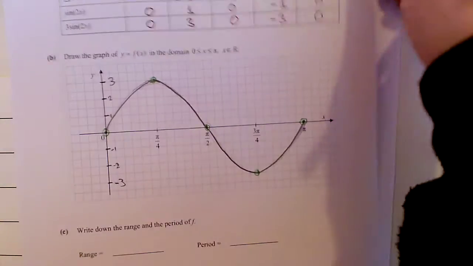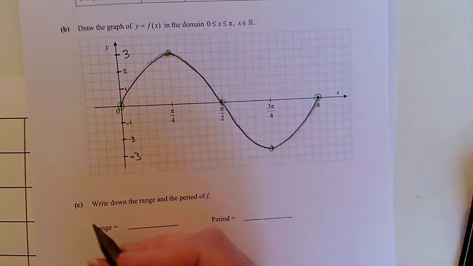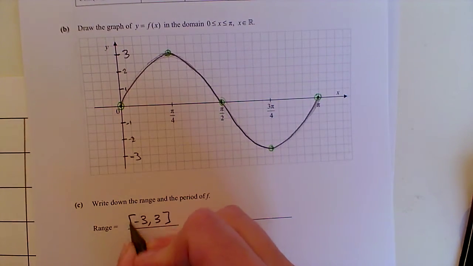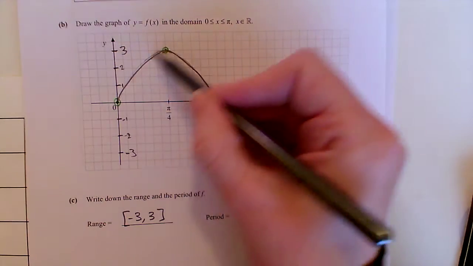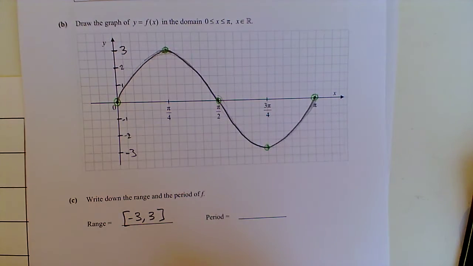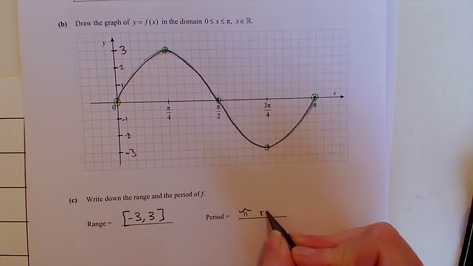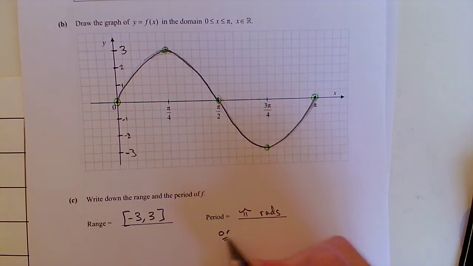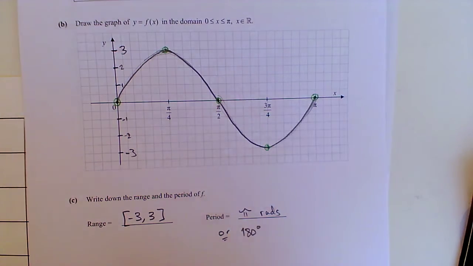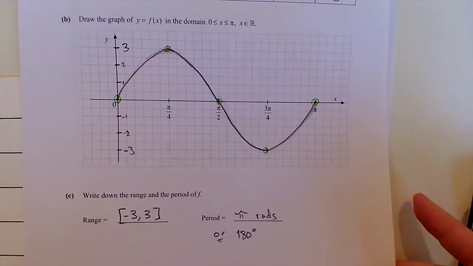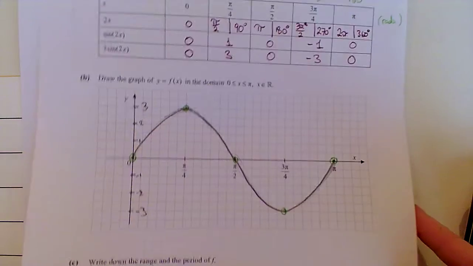Now write down the range and the period. So the range is -3 to 3. And the period is how long does it take to complete a full waveform, and that is pi radians or 180 degrees. 360 divided by 2.